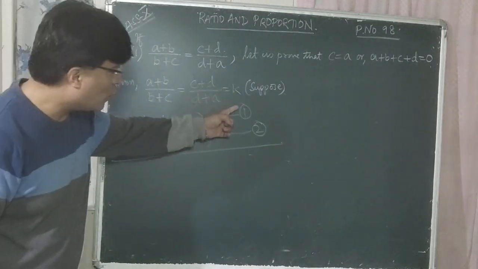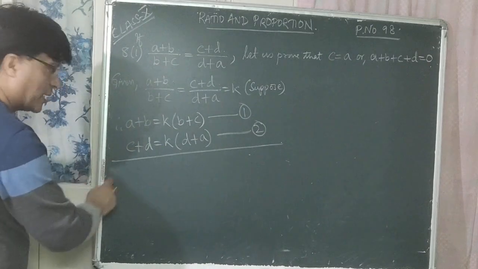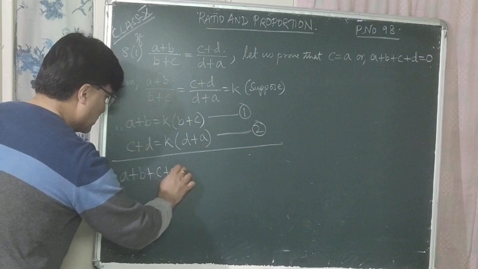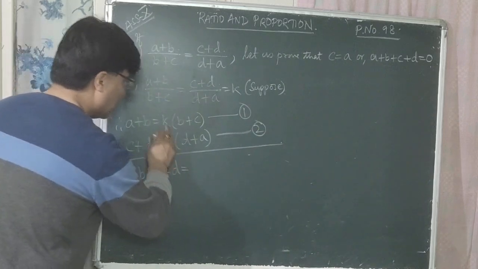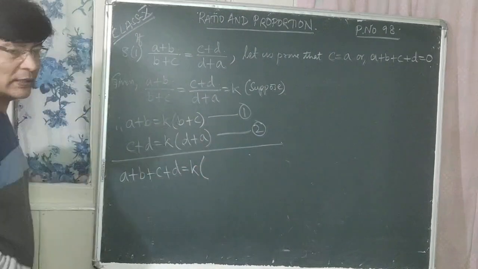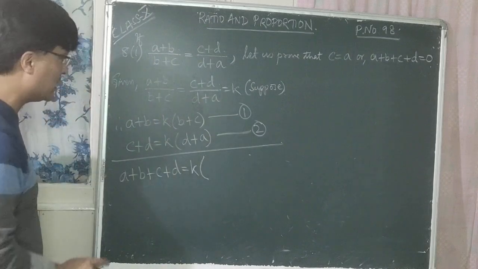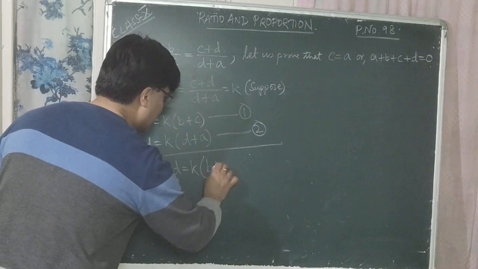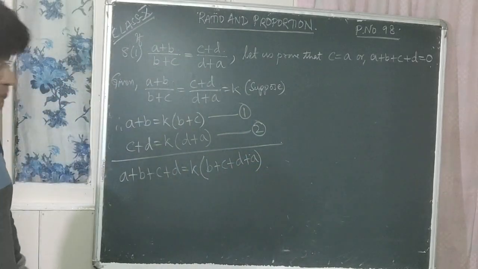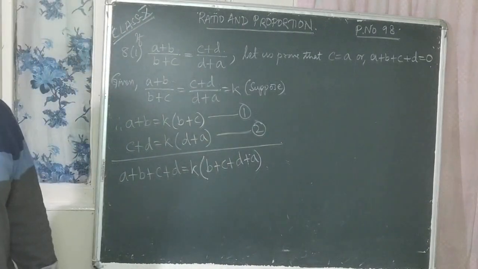Let us add 1 and 2 now. So let's see what happens. You can add the left hand sides: a + b + c + d is equal to, and here k is taken common while adding the right hand sides. So k(b + c + d + a). Is that clear to all of you? b + c + d + a means it is a + b + c + d.